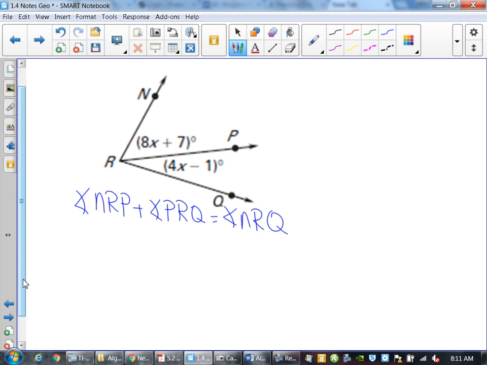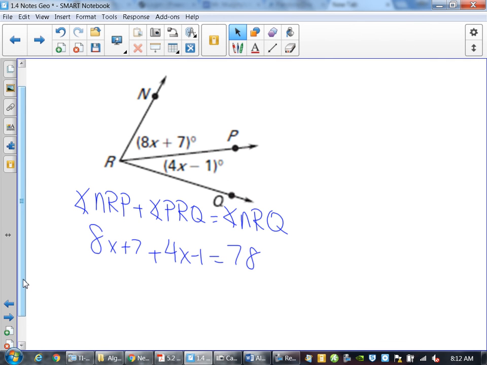So let's see. NRP is 8x plus 7 plus 4x minus 1. And what was it, 78? Okay. Take a second. And then you wanted to find PRQ. Not PDQ, but pretty darn quick.